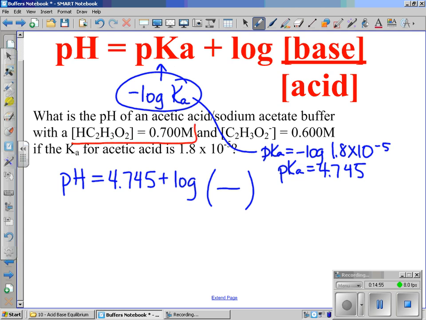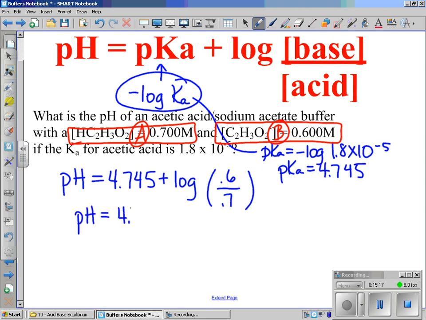Well, we know this is a weak acid. So this is the acid part of my buffer. Therefore, my salt must have been basic, which we already knew that it was. And that is the basic part of my buffer. So I simply put the acid part, which is 0.7, on bottom, the base part on top, like so. And then I plug all of that in my calculator, and I get the pH is equal to 4.7.